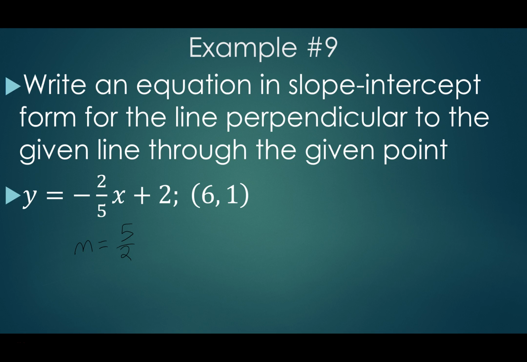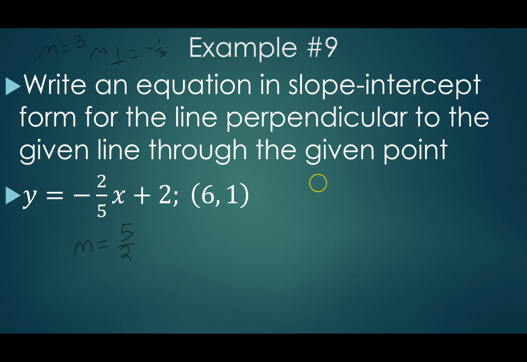So keep in mind, if your original slope was, let's say, 3, your perpendicular slope, the upside down t is the symbol for perpendicular, would be a negative 1/3. So just be careful if it's just a whole number for those problems. Anyway, so again, for this one, our slope is 5/2, and our point is 6, 1.